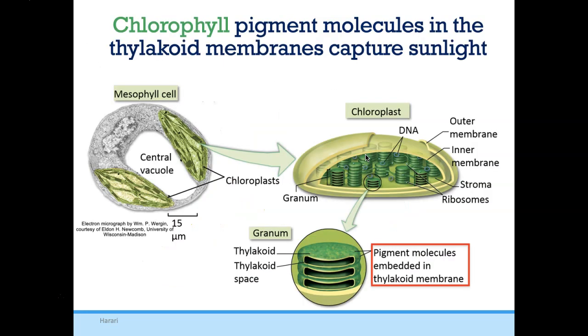So the chlorophyll pigments are critical to capturing sunlight. And again, because they can capture red, blue, and purple sunlight, they reflect off green. So that's why we see leaves as being green. And all the chlorophyll is embedded in the thylakoid membrane, we said.